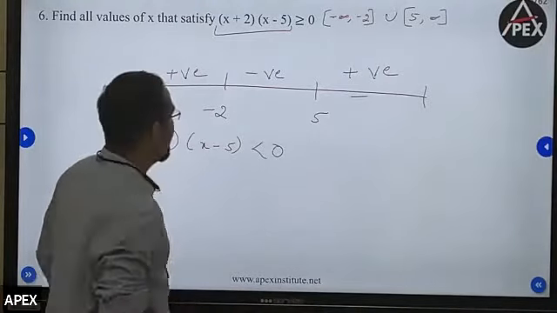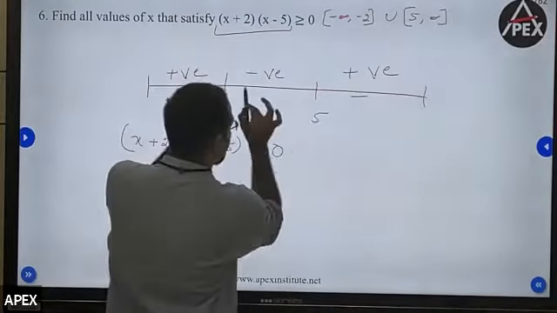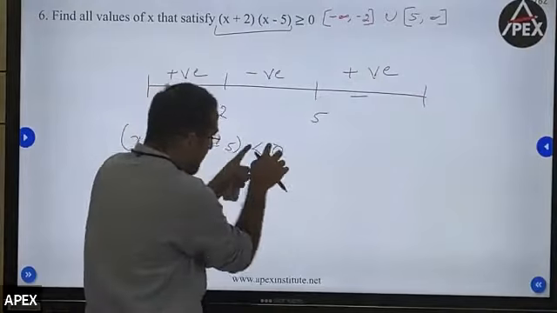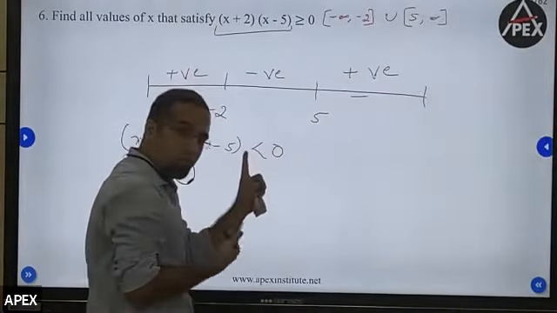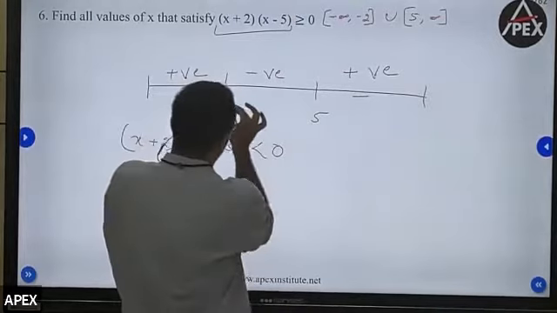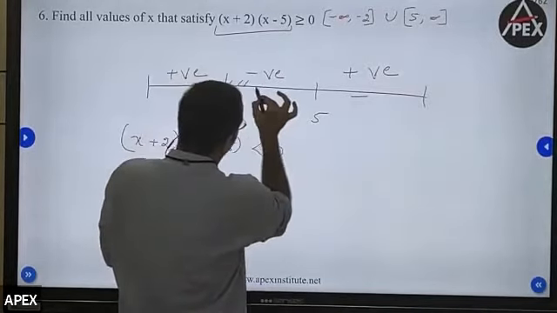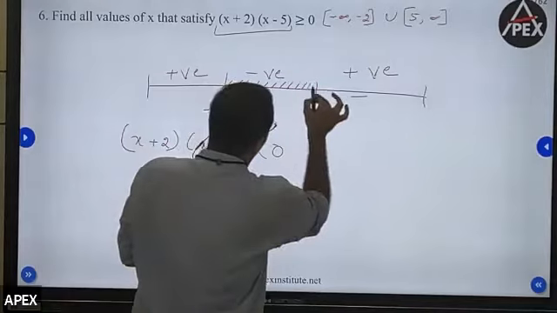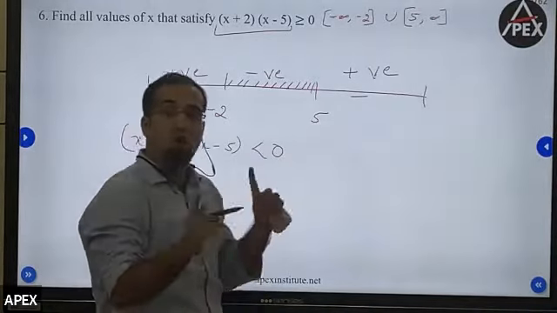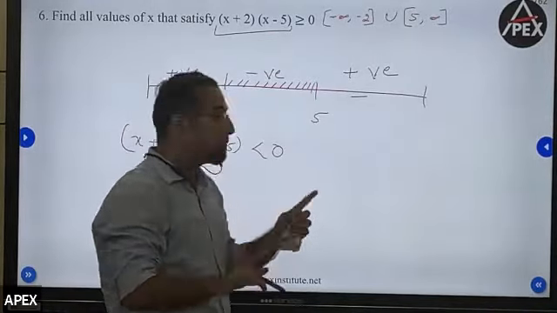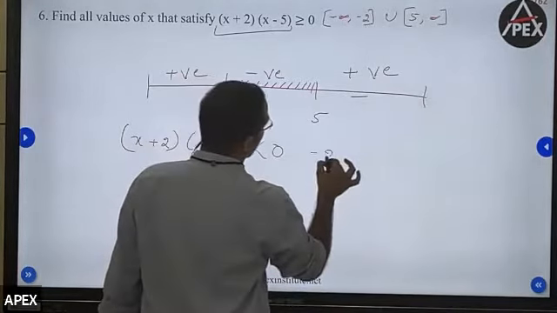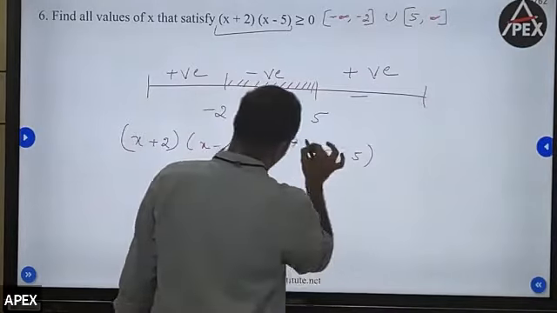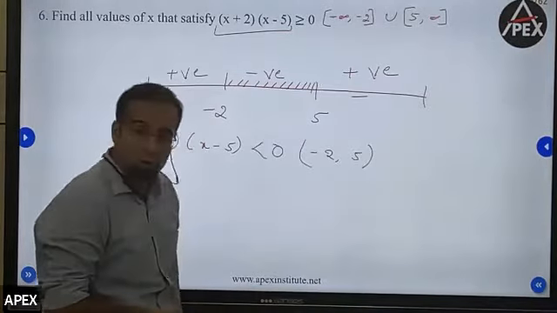I repeat, negative equal only, you can get a negative number. Look at the inequality: less than 0. It's not less than or equal to, it's only less than 0. So this complete zone is the zone in which I will get the value of x less than 0, not including the ends, because the inequality is less than. Here my answer becomes -2 to 5, both ends must be circular brackets also.